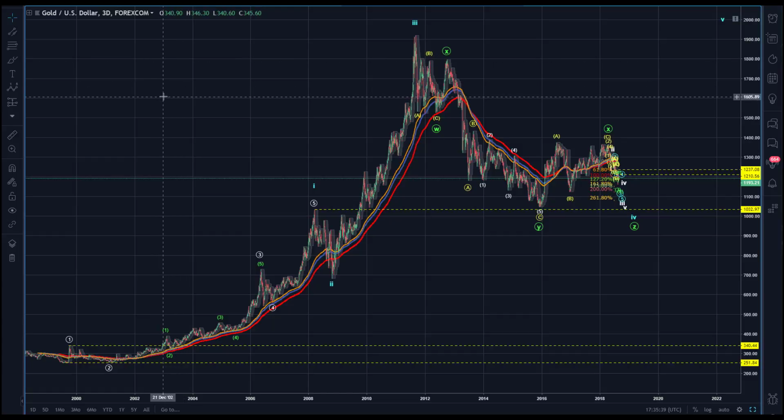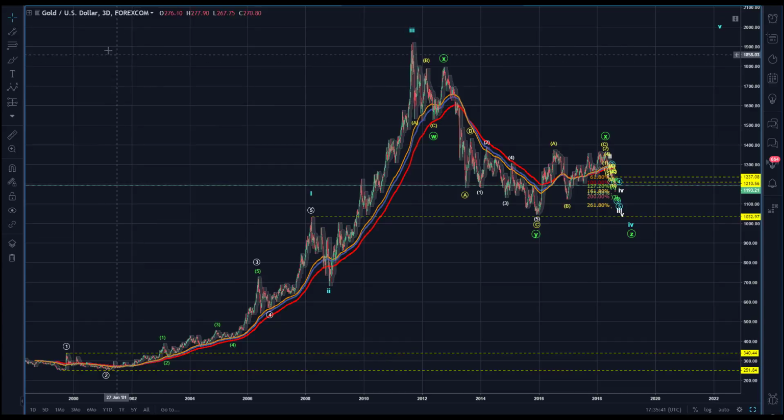Now, this is the XAU USD, so I'm looking at the gold dollar spread on this. I'm using the forex.com feed.